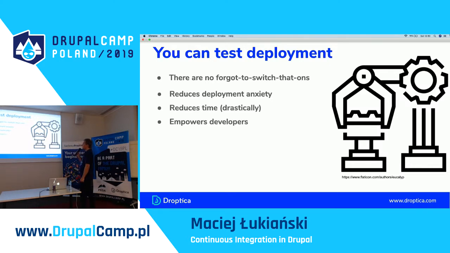You can test deployments. There are no forgotten switch-ons. So there are no deployments where it worked on staging because these modules were enabled, but we forgot to enable them in production, and that's why it doesn't work. It reduces the deployment anxiety, reduces time drastically. Deployments take a few minutes, and don't require a lot of preparations each single time, and developers can do them themselves, so the DevOps team doesn't really have to be that much involved, which can reduce costs as well in a longer period of time.